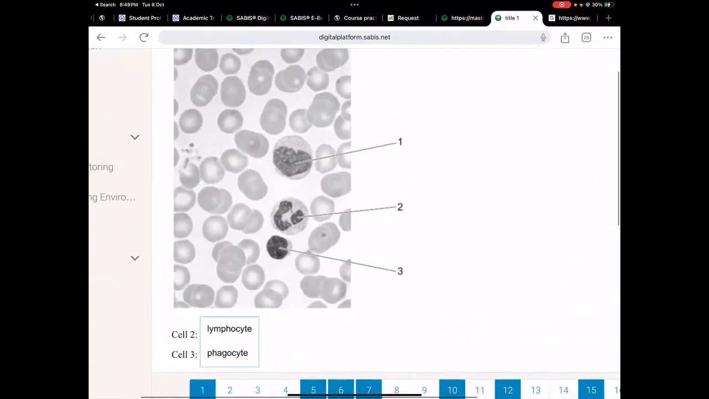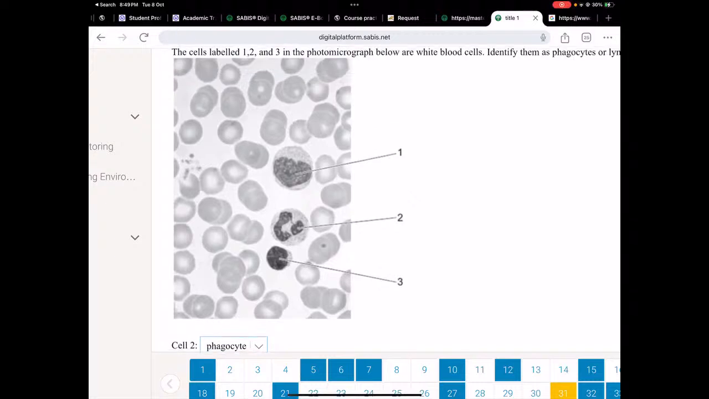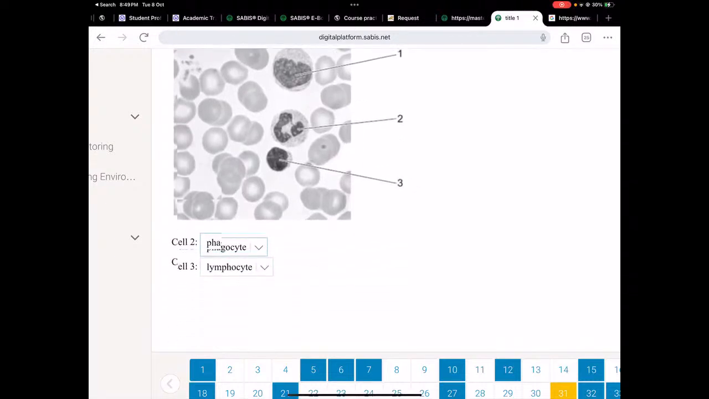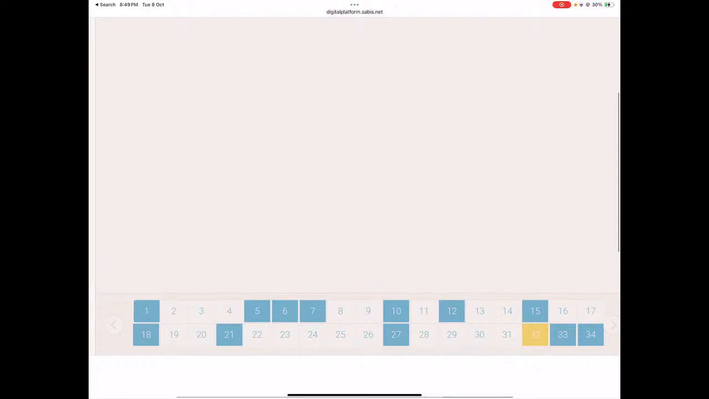Okay, right here. Look, perfect. What did we say? Third one looks like a lymphocyte. It looks like a perfect circle, while 2 is a phagocyte. Okay? I can't label cell 1. I don't know if there's cell 1.